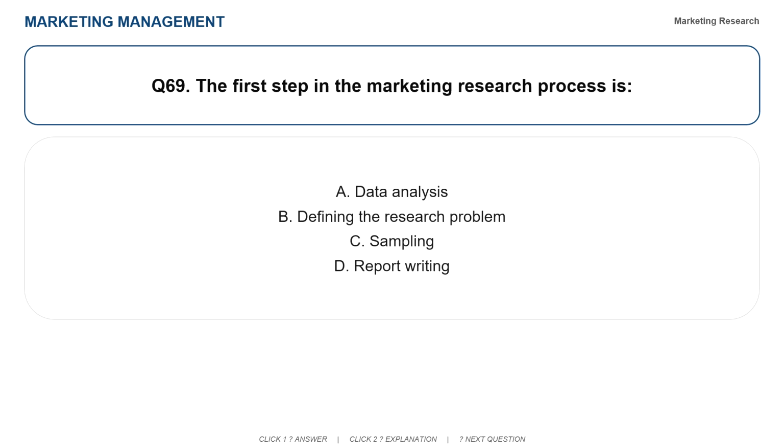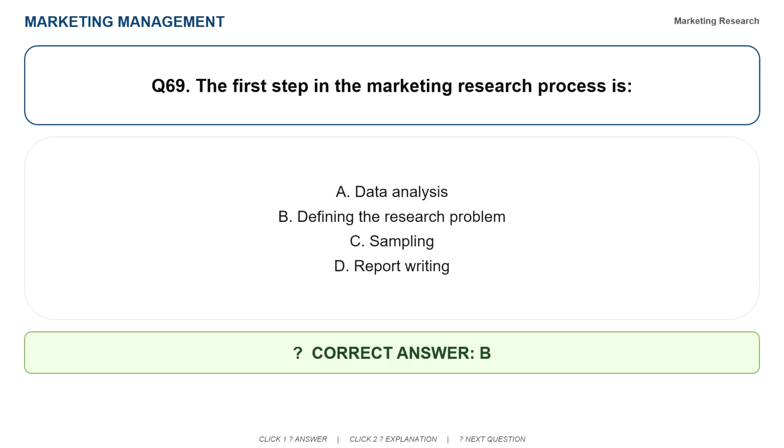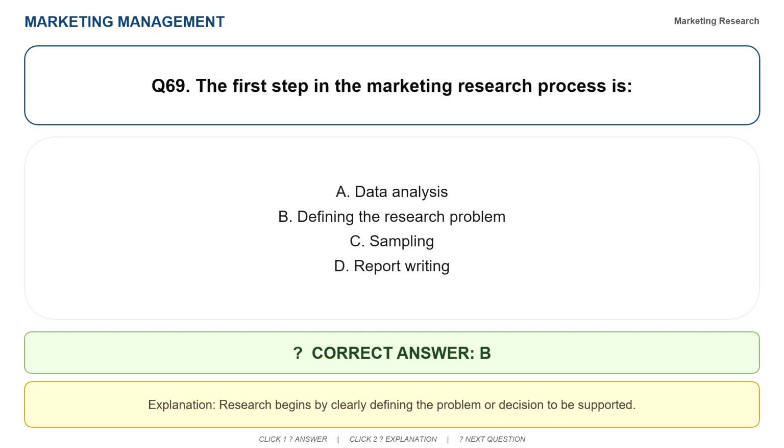Question 69. The first step in the marketing research process is. Option A, data analysis. Option B, defining the research problem. Option C, sampling. Option D, report writing. The correct answer is B. Explanation. Research begins by clearly defining the problem or decision to be supported.